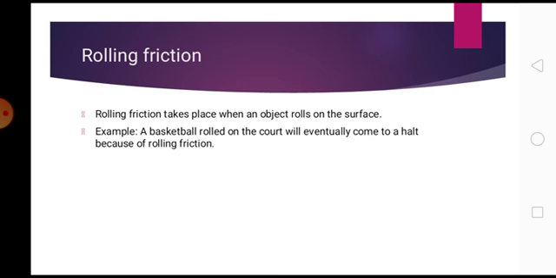Now, third comes rolling friction. Rolling friction takes place when an object rolls on a surface. The simple definition is that the rolling of any object on a surface is known as rolling friction. Example: a basketball rolled on the court will eventually come to a halt because of rolling friction.